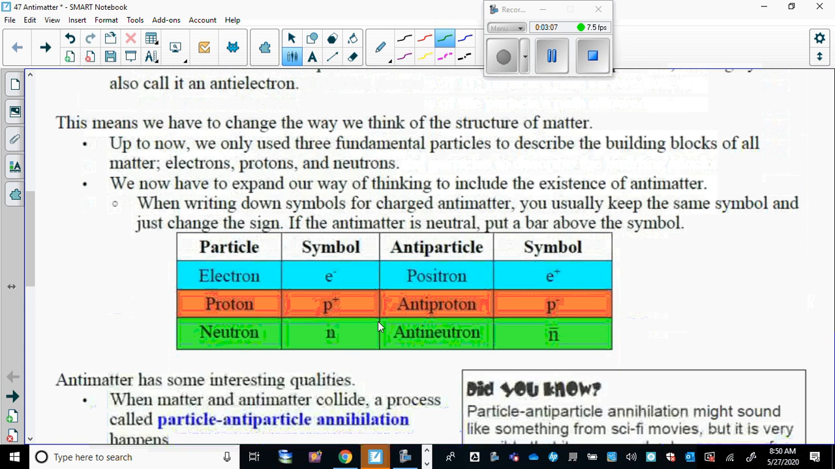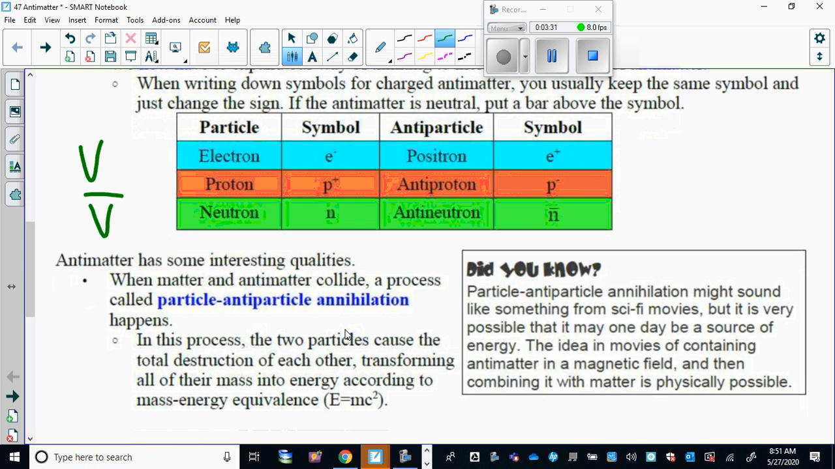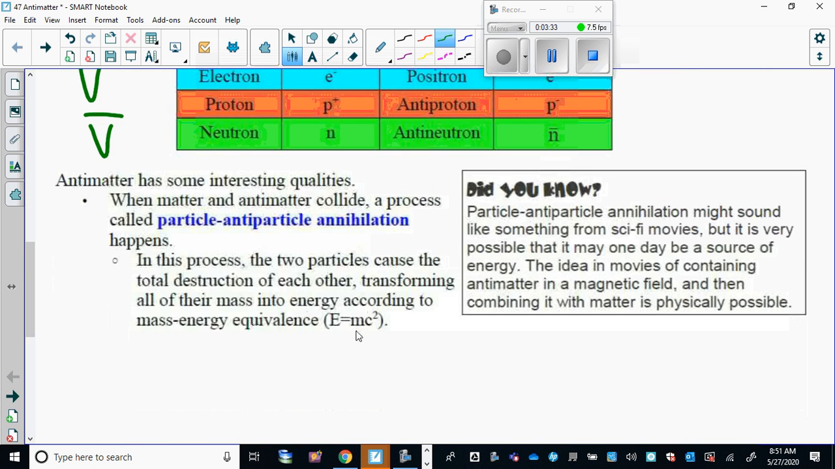And then here are the symbols we use. So there's your electron, there's your positron, there's your proton, there's your antiproton, a neutron, and an anti-neutron. And usually with the anti, we just put a line over it. So remember this, a neutrino, antineutrino. Yep, remember that from radioactive decay.